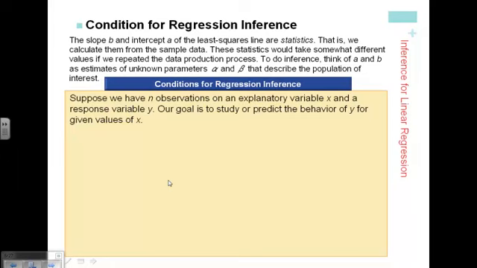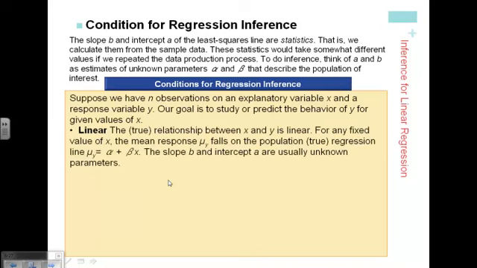So let's talk about the conditions of regression inference. Suppose we have n observations from a very large population. And our goal is to try to find the linear relationship between x and y. Some explanatory variable that we're going to call x, some response variable that we're going to call y. First of all, before we start trying to say there's some true slope or some true y-intercept, we have to first be reasonably sure that the relationship is linear to begin with.